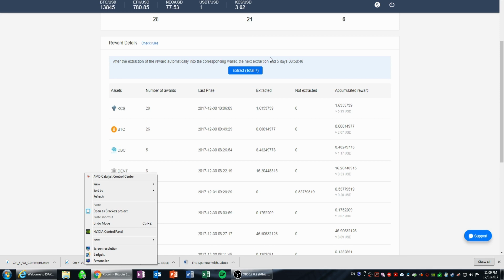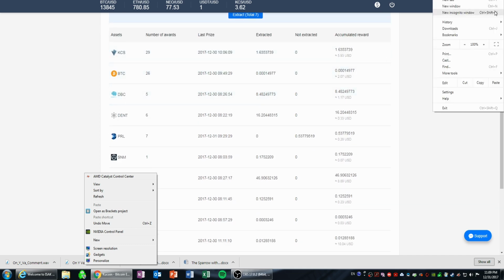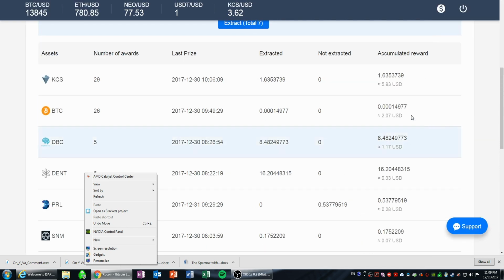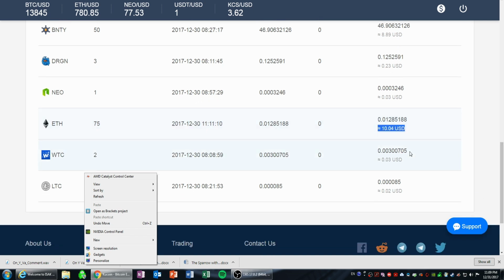And how it works is, of the 28 people I invited, when they trade, I get 50% of their trading fees, okay? And as you can see, they pay me in these little coins, right? So look, I got a couple bucks of KCS, a couple bucks of Bounty. Okay, I got 12 bucks worth of Ethereum and that kind of thing.